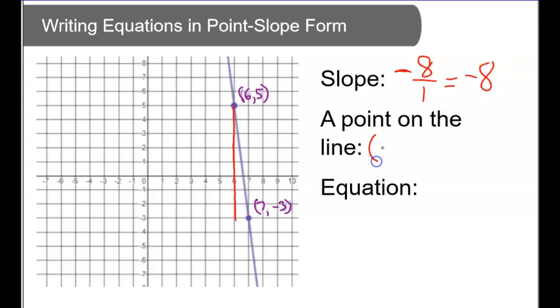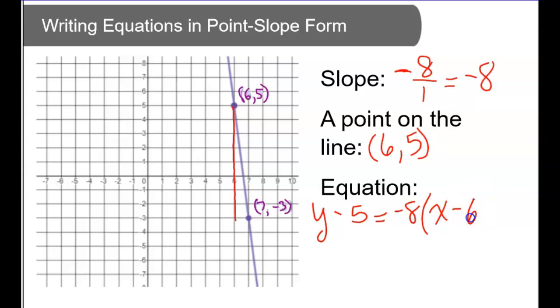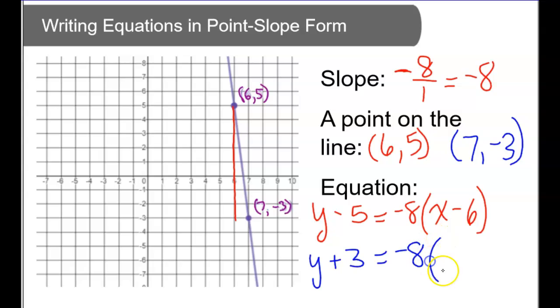I'm going to use this point, 6, 5, to write my equation. So I'm going to write my equation, y minus the y-coordinate, which is 5, is equal to the slope times x minus the x-coordinate, which is 6. But if you chose the other point, 7, negative 3, then you would just have to do y minus negative 3, which is y plus 3, equals that same slope, negative 8, times x minus the x-coordinate, which is 7. And that's how we write equations in point-slope form.